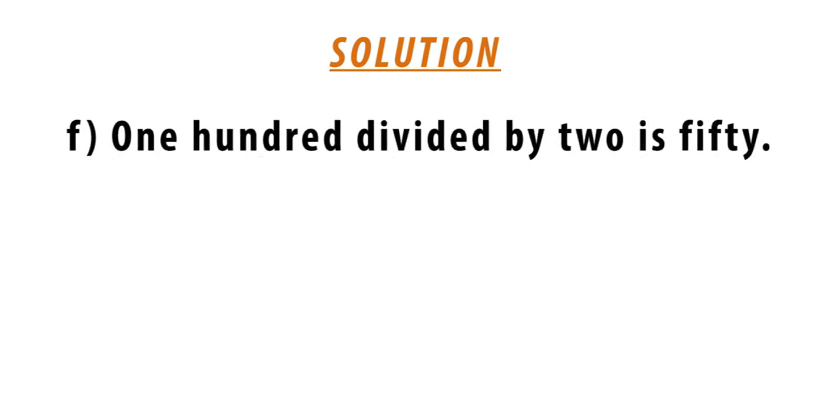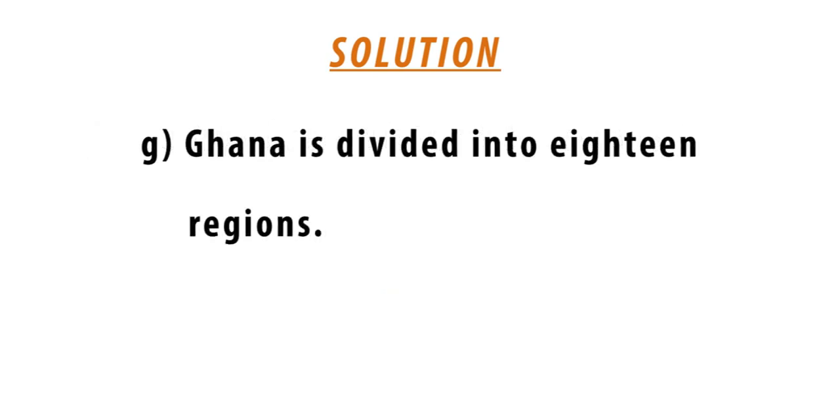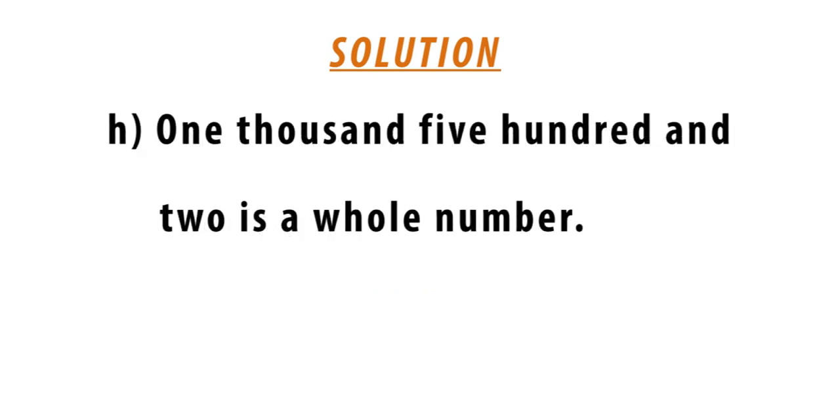F. 100 divided by 2 is equal to 50. This is true. G. Ghana is divided into 18 regions. This is false. H. 1502 is a whole number. This is true.